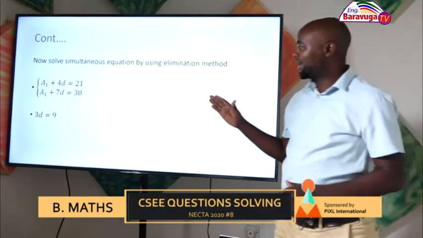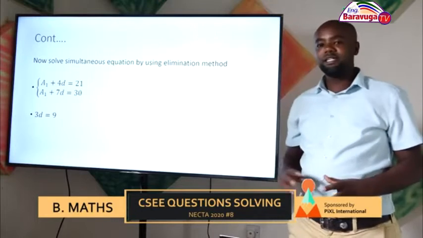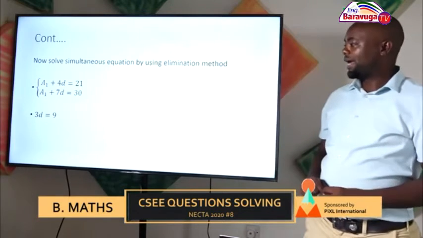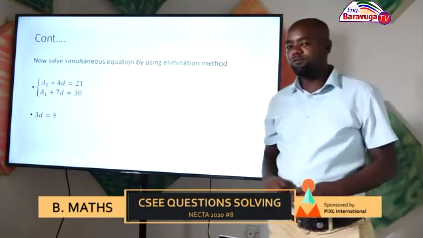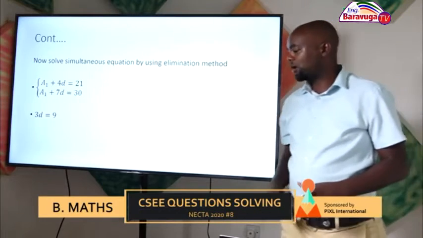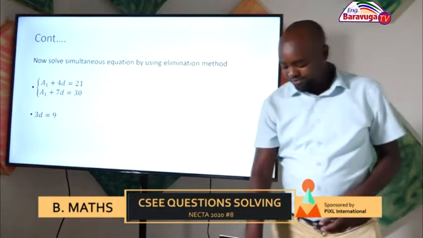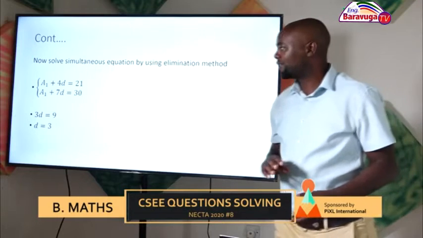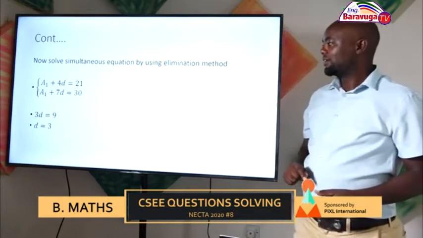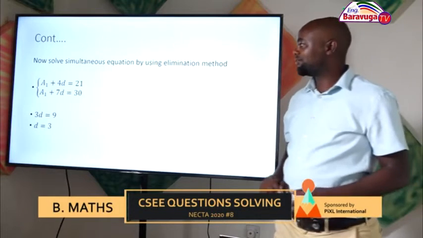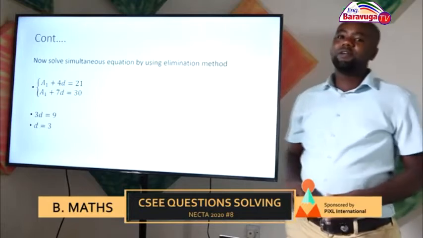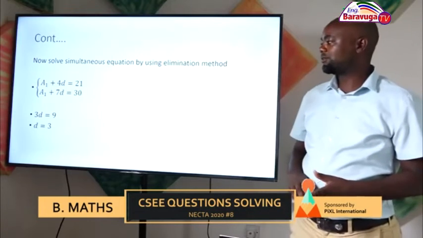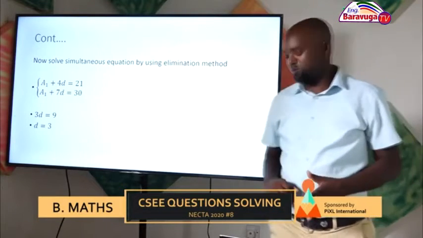So here you have 30 minus 21, which is equal to 9. Therefore, you have 3D is equal to 9. Our intention is to find the value of D, which is the common difference. So when you divide throughout by 3, you get D is equal to 3. Now you have one of the unknowns, which is D. The task now is to find the value of A1. How can you get the value of A1? You are supposed to substitute D in any of the two equations, equation 1 or equation 2, whatever the case.